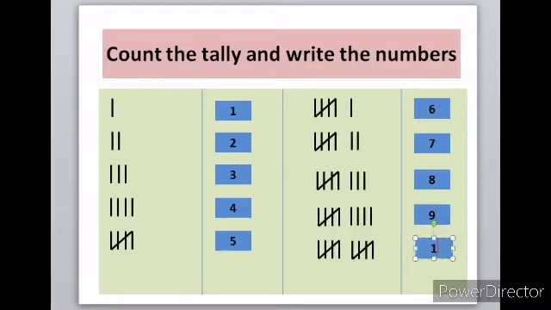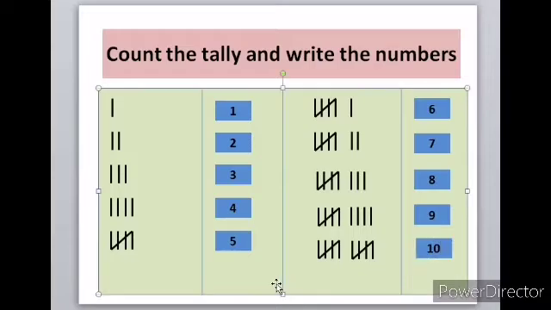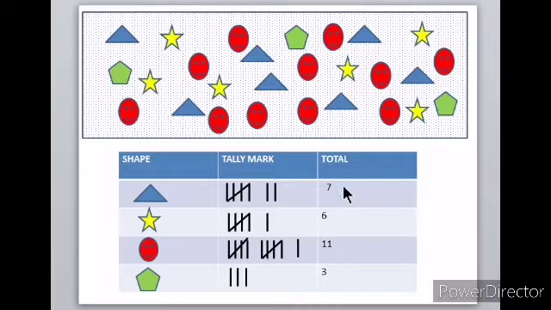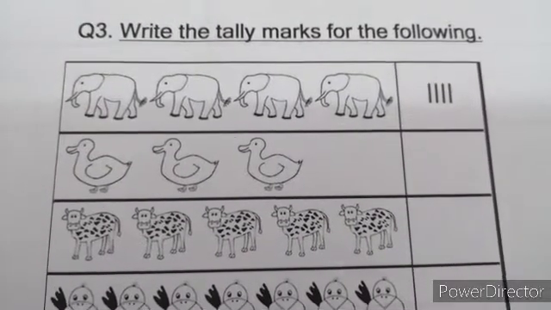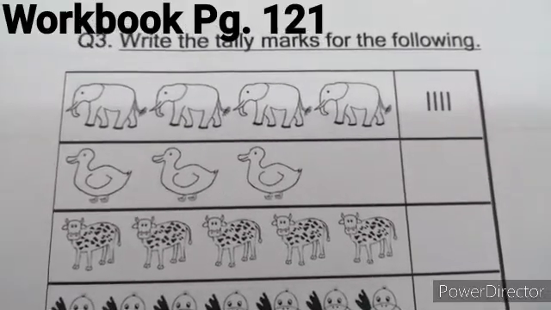So always remember, the 5th tally mark they will write as a cross. So when you see that cross itself, you can say that is 5. You can read easily. This is how we read tally marks. Okay, now we know we can write the tally marks if they give the numbers or the pictures, and we can also count and write the numbers if the tally marks are given to us. Now let's start doing the workbook exercises.